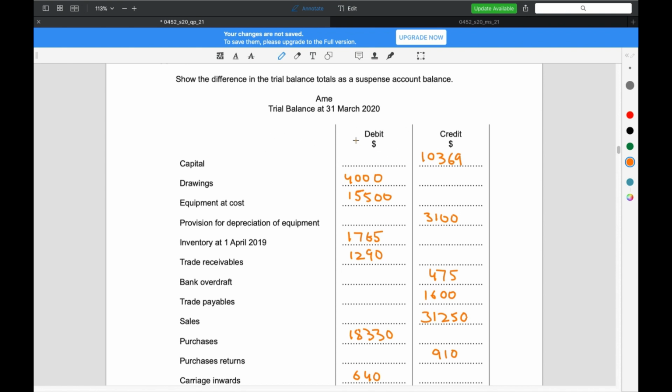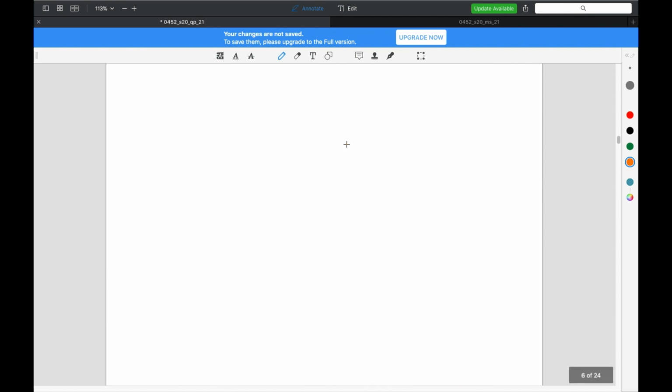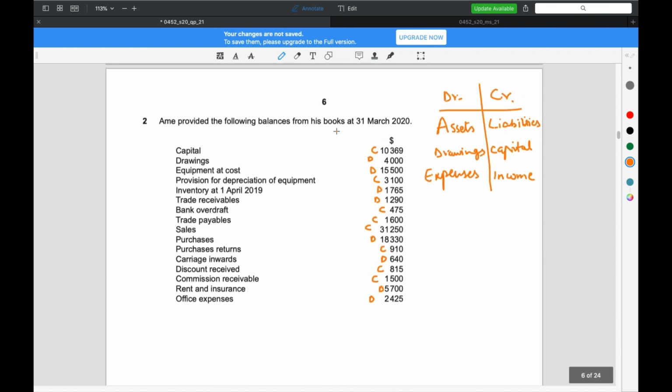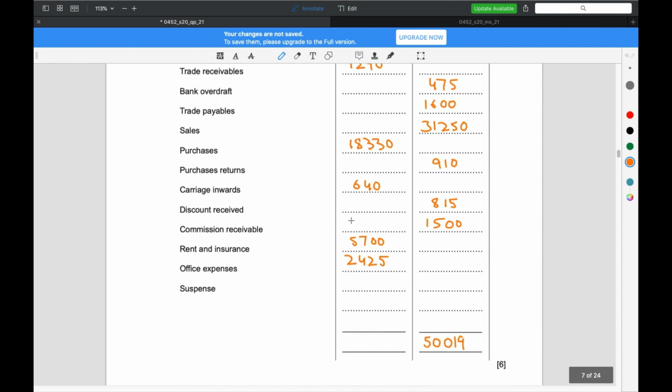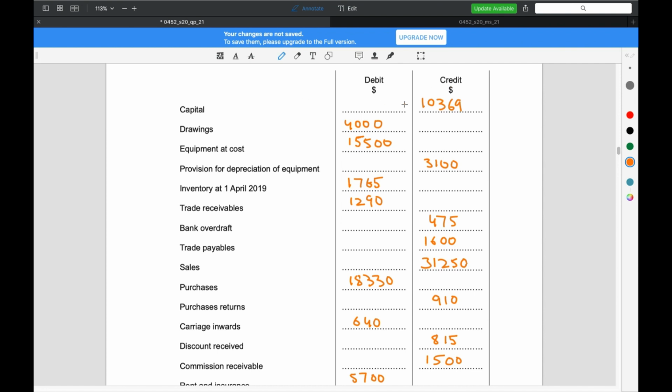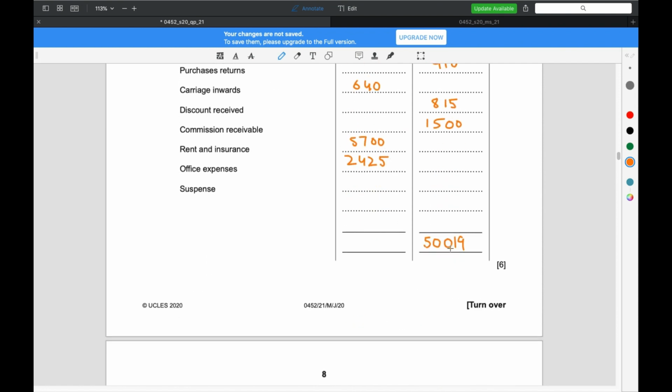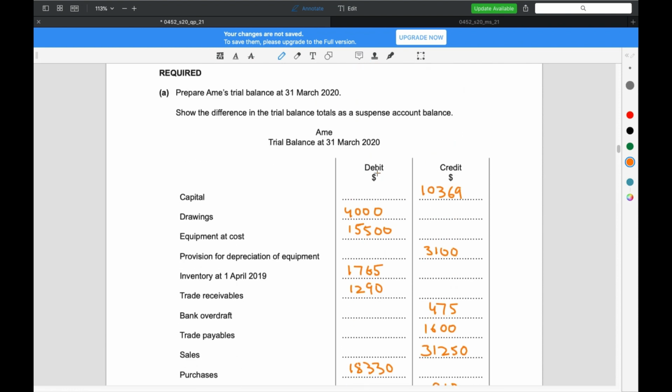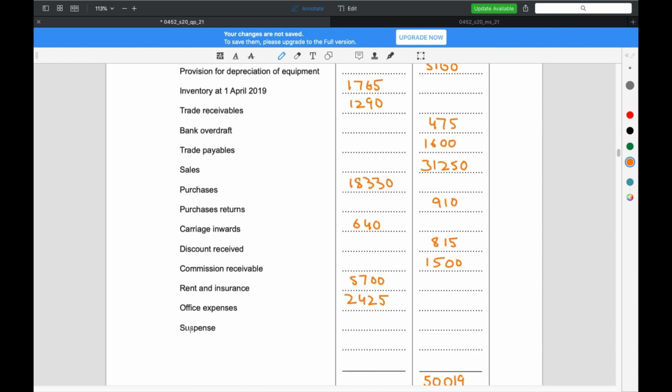I've written down all of them over here to save time, and as you can see, we actually completed all the natures of all these transactions up there. So I wrote all of their values down. Now the problem is that the credit side of the trial balance is totaling $50,019, and the debit side is a bit less than that. So in the question he says to show the difference in the trial balance totals as a suspense account balance, and he's given you a place for the suspense account balance.